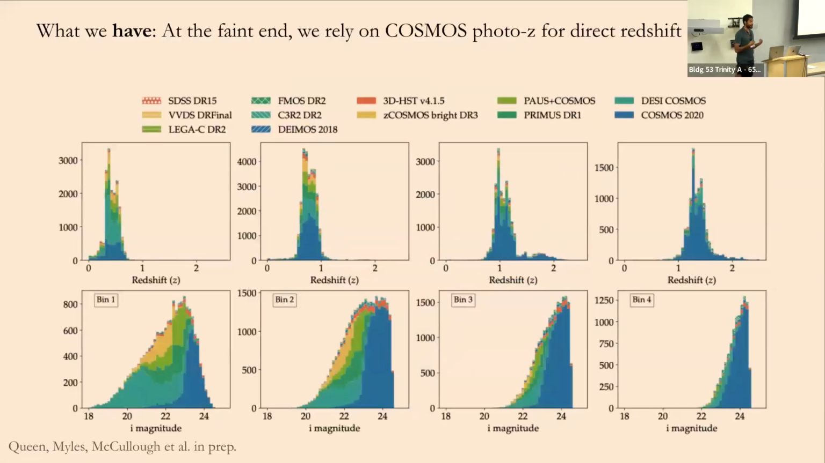And so what this means is that at the faint end, we rely on COSMOS photo-z's for direct redshift calibration. Here's an analysis by a grad student at Princeton, Azalea Queen, where in the 4 tomographic bins of the HSC year 3 analysis that's shown in the bottom 4 panels here, you're looking at what are the calibration redshifts that are being used in order to infer N(z). And the COSMOS 2020 photo-z's is this blue color, which you see dominates at the faint end across all the bins. Now, recent observations from DESI contribute tremendously in the COSMOS field, so there is progress being made, but you can see that it's dominated by COSMOS photo-z's.